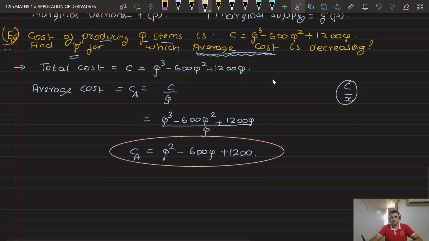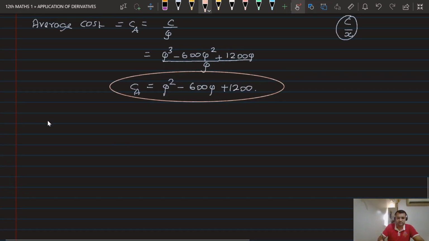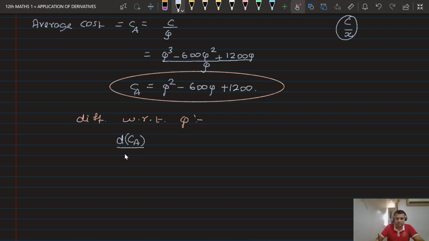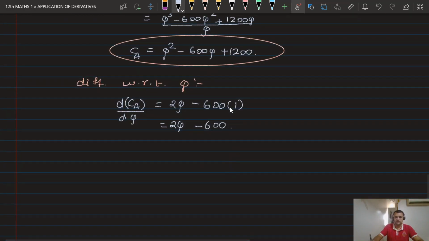decreasing. So now for decreasing average cost, first thing that we will do is differentiate this with respect to Q, because the variable out there is Q. So I will get the derivative of the average cost. Derivative of q square is 2q, minus 600 into 1, and 1200 is anyways a constant, so its derivative is 0. Leave that. 2q minus 600.